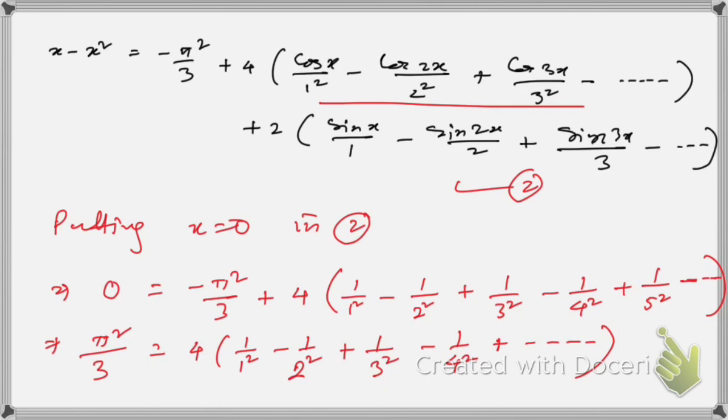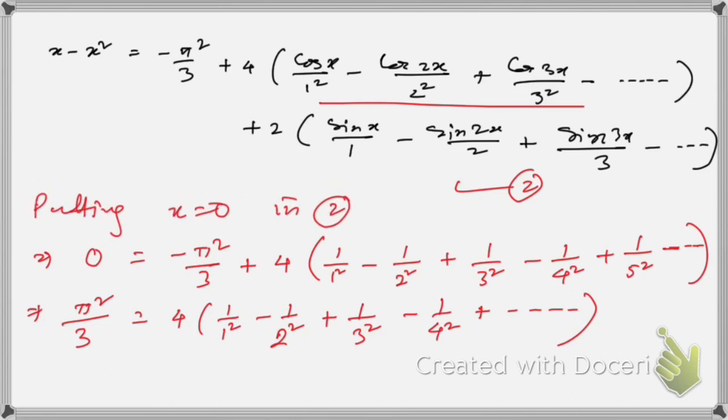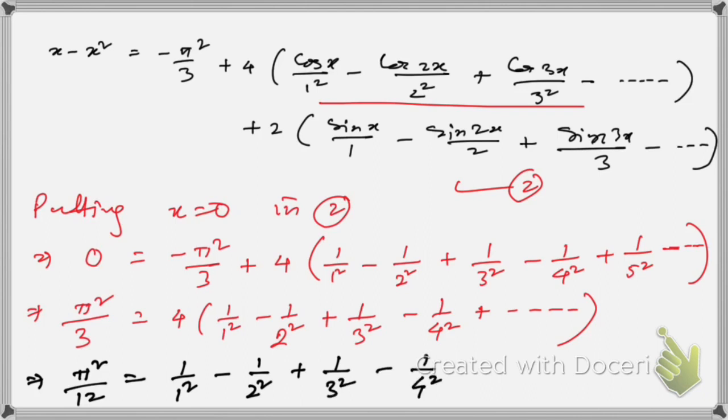So let us multiply both sides by 1 by 4. Then this 4 cancels and 4 3 is 12, right? So let me just do a little bit of adjustment here to find the space. Okay, just wait. So what we have got, multiplying both sides by 1 by 4, we'll get pi square by 12 is equal to 1 by 1 square minus 1 by 2 square, then again plus 1 by 3 square, again minus 1 by 4 square, and follow the pattern, right? So that's how we can prove this.